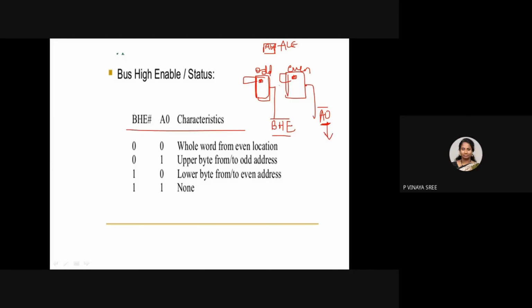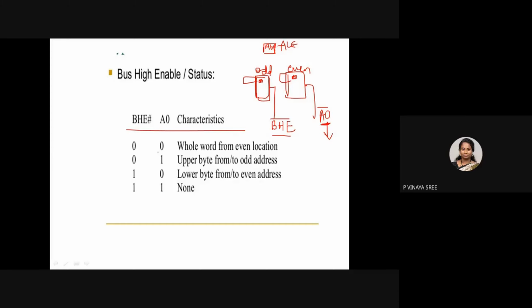For higher order we have an odd bank, for lower order we have an even bank. So this BHE is bus high enable, or bank high enable. We can even say this as a bank also. In some textbooks it will be mentioned. So see here, bus high enable and A0. And the characteristic, as I said, is that both are active low pins.